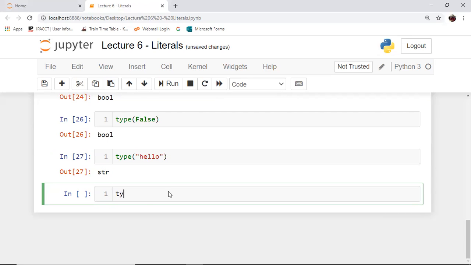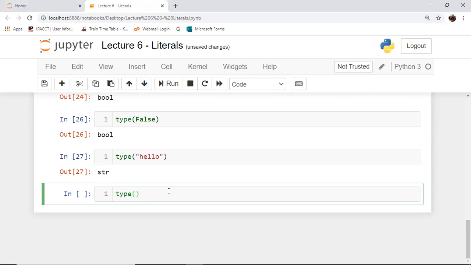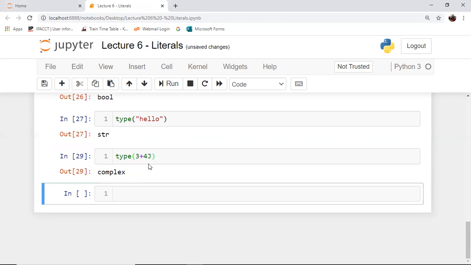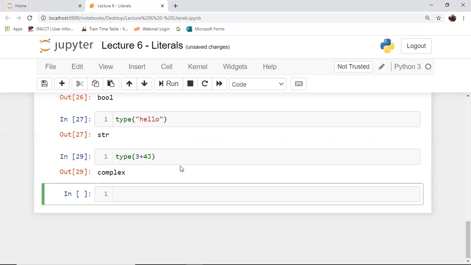Along with that, we also have complex numbers. We can also represent complex numbers. Let's say I write 3 plus 4j. To represent the imaginary part, we use the letter small j, and you can see that the type is complex. We can also use capital J for that matter. So even if I use capital J, I get the same result. So the imaginary part, remember, is associated with the letter small j or capital J. We also have complex types in Python, complex literals. And remember, a literal is nothing but a constant.